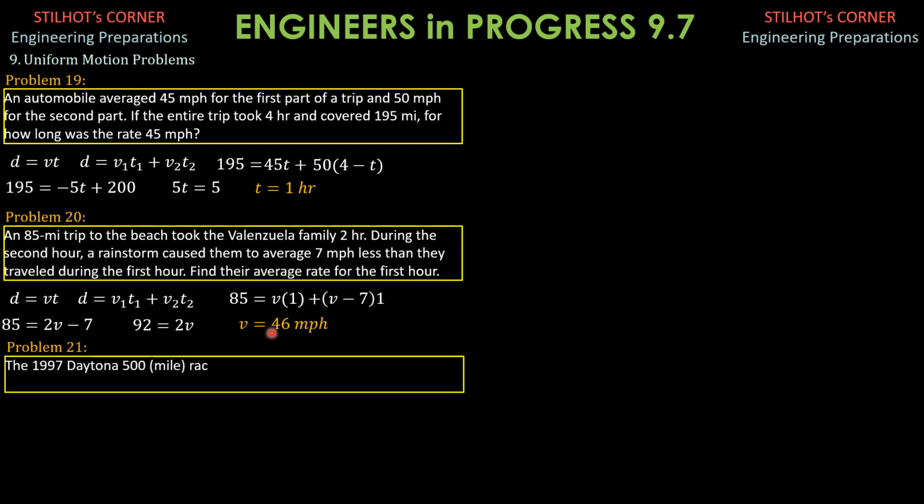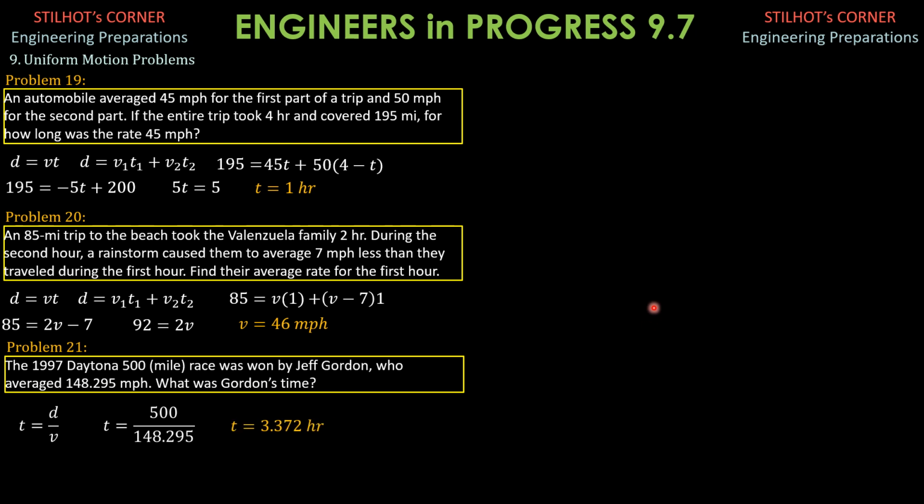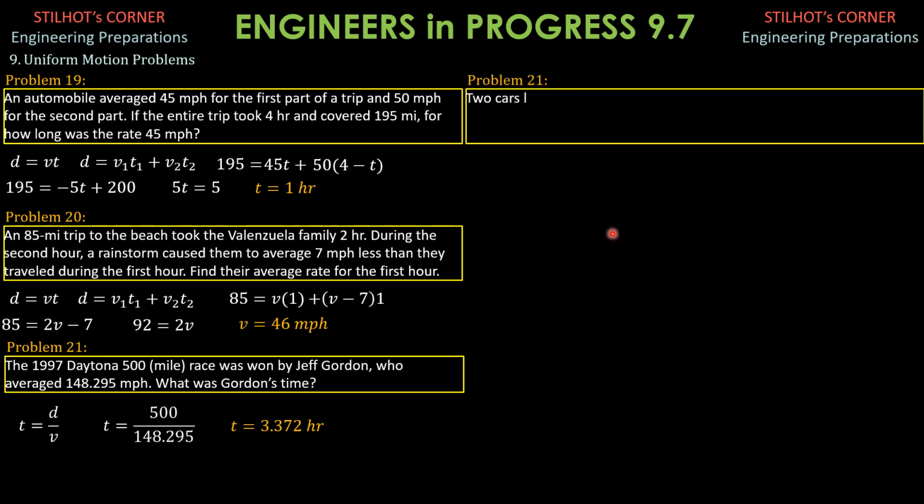Problem 21, the 1997 Daytona 500-mile race was won by Jeff Gordon, who averaged 148.295 miles per hour. What was Gordon's time? So time is equal to distance over rate. So 500 over 148.295. So we'll just use the calculator here. So it is equal to 500 over 148.295. So the time is 3.372. So it took Gordon 3.372 hours to complete that 500-mile stretch or race.